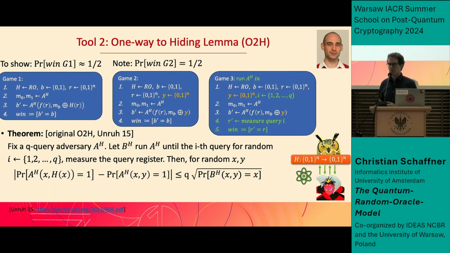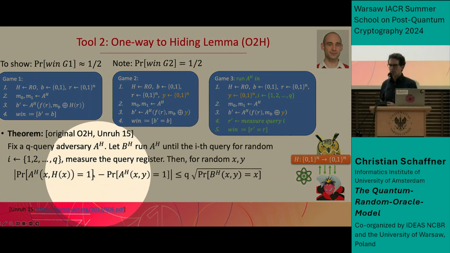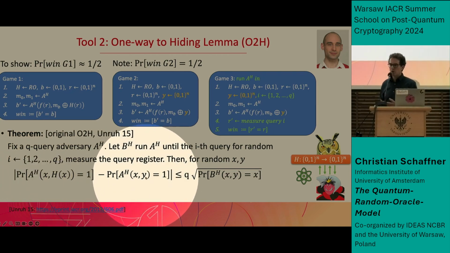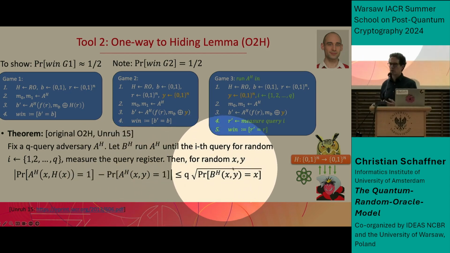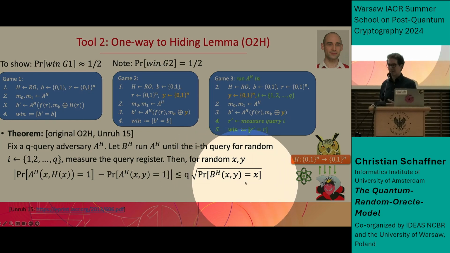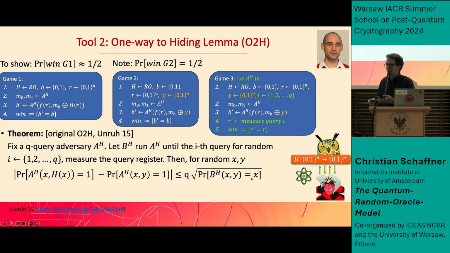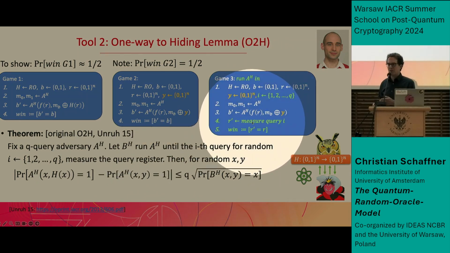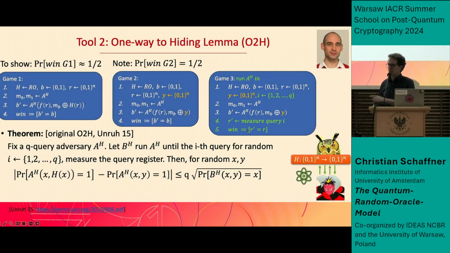Then the theorem says that for random values x and y, the difference in probabilities between an attacker that runs on x and h of x, or instead of h of x, a random y, so the probability to see a difference between these two, is upper bounded by the number of queries times the square root of the probability that this B actually queries at x. So this is the crucial place where you change the random oracle, from h of x to y. And it's related to the probability that a random query of A of H actually looks at this x, related with the square root.